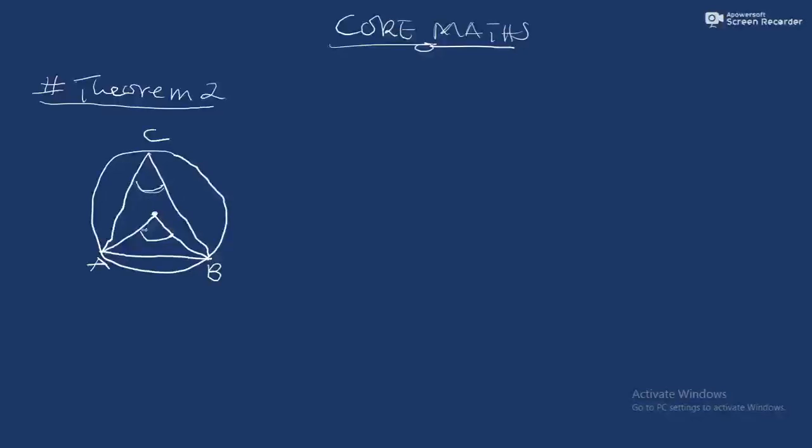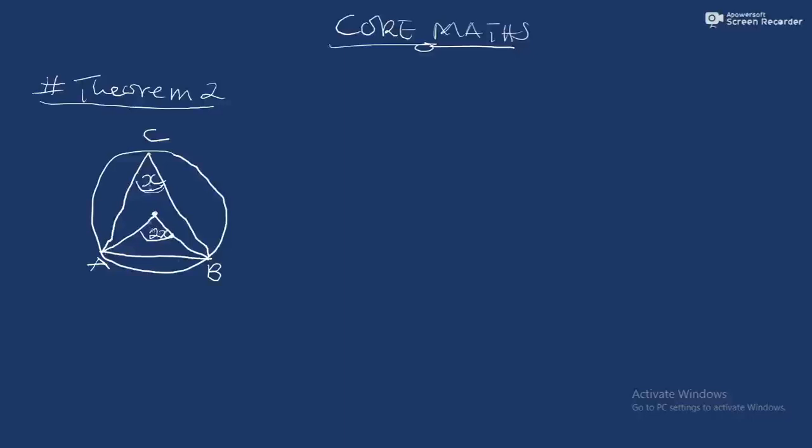So the relationship is that if the angle at the circumference formed by the chord is x, then the one at the center will be 2x. What it means is that the angle formed at the center by the chord is twice the angle formed at the circumference.